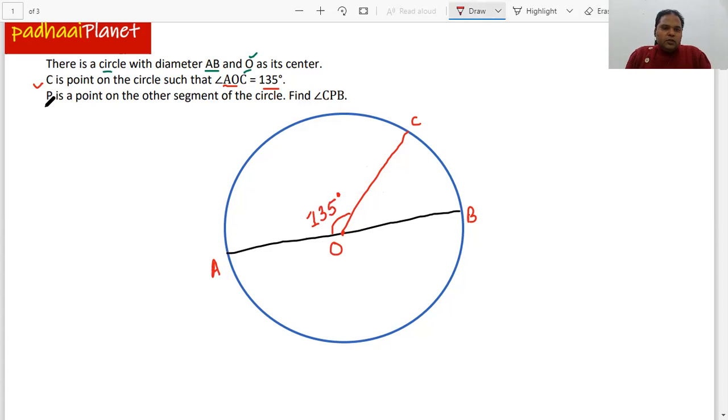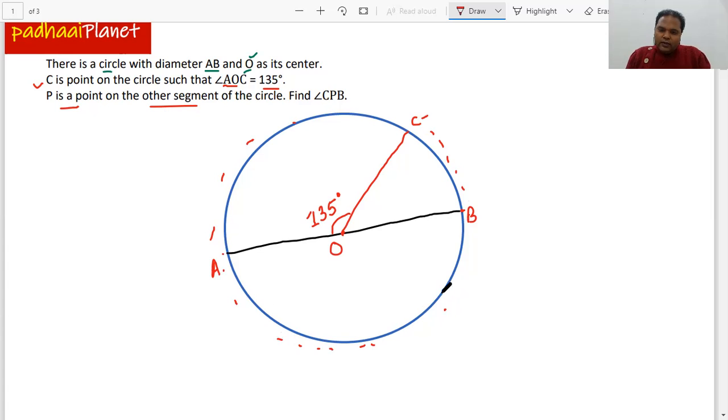Now, what they're also saying is that P is a point on the other segment of the circle. Now, what is this other segment? We need to understand. So one segment of the circle is this, where we have C as a point, right? So this is one segment, starting from A, going via C, and then finishing off at B. And the other segment of this circle is this one, this side, starting from A, finishing off at B.